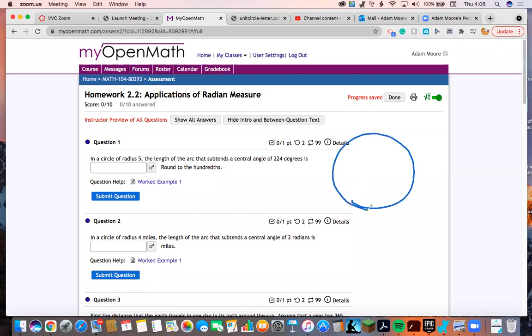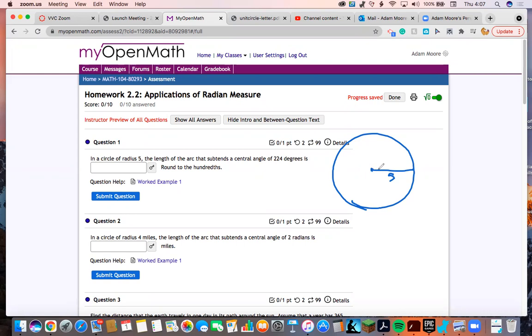Here's the circle they're talking about. Radius 5, we draw the idea in, at least get a picture in your head. Radius is 5, subtends a central angle of 224 degrees. So they have this arc. There's a central angle, means it goes through the center here, like a piece of pie or pizza or something, 224 degrees.